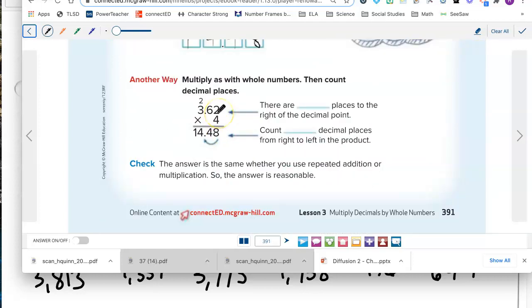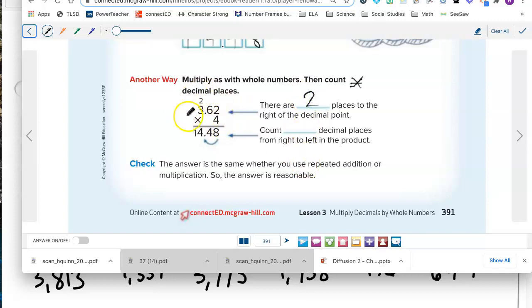Another way we can multiply, because repeated addition is multiplication, so we can multiply with whole numbers and then count the decimal places. So that right here is basically the rule of thumb. This is really important that we know this, that we remember it, because this is what we're going to use when we multiply throughout this unit. So we need to count how many digits are behind the decimal. So here's my decimal. I have a 6 and a 2 behind it, or to the right of it. There are 2 places to the right of the decimal point.